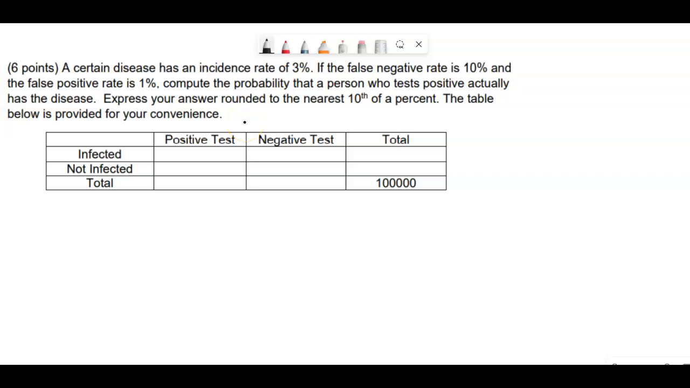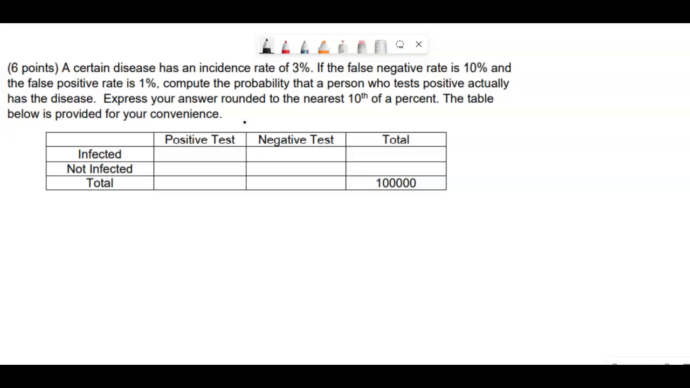A certain disease has an incidence rate of 3%. If the false negative rate is 10% and the false positive rate is 1%, compute the probability that a person who tests positive actually has the disease. Express your answer rounded to the nearest tenth of a percent. The table below is provided for your convenience.